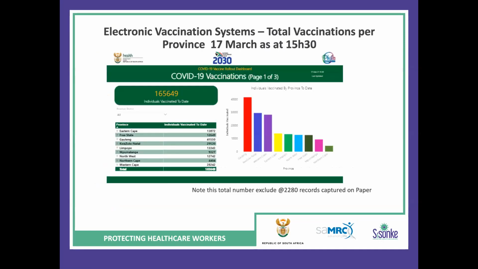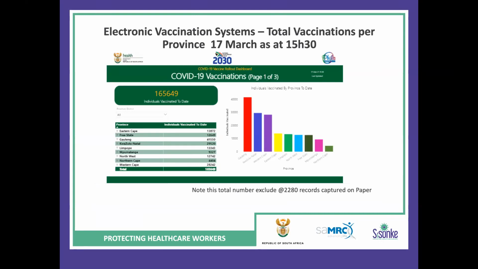This is the data as of 3:30 today. So we have completed 165,649 vaccinations across all provinces. The reason why Gauteng, KZN, and Western Cape have predominant numbers is because we actually focused on those. That's where the biggest hotspots were in the second wave with the most admissions. Those are also the provinces with the most central and regional hospitals.